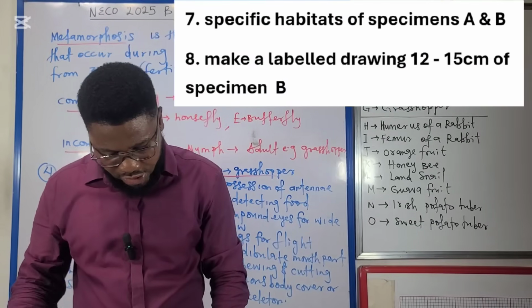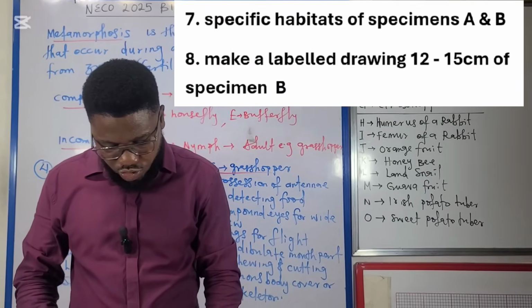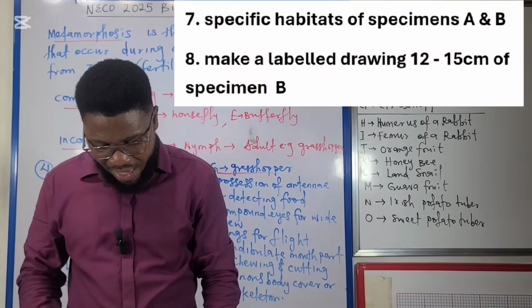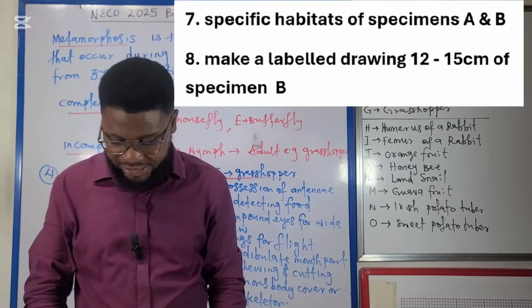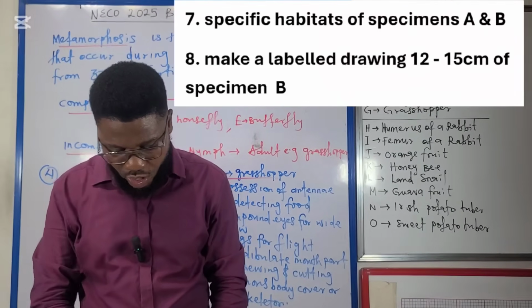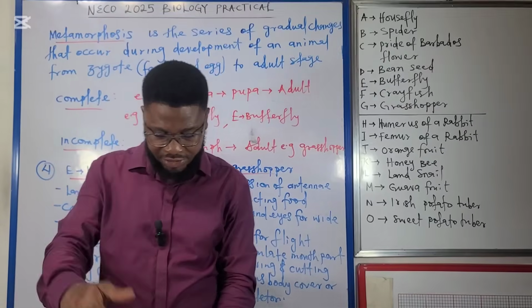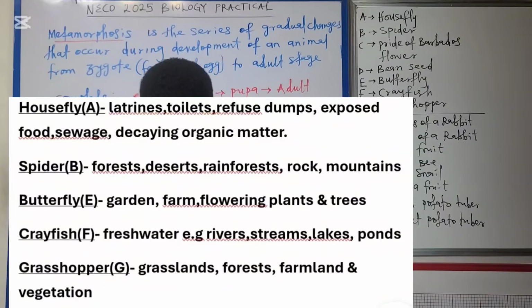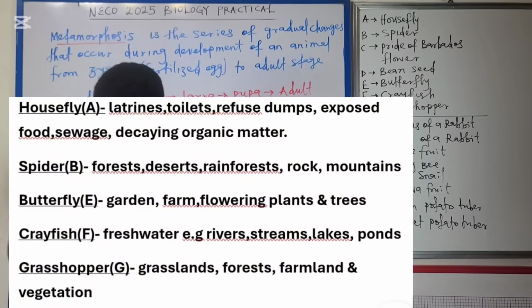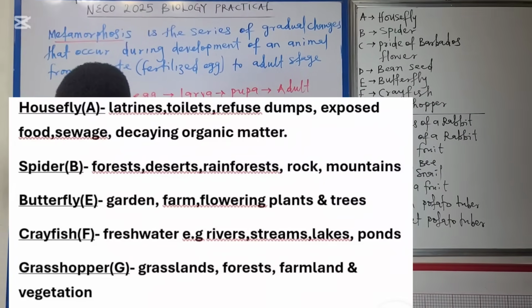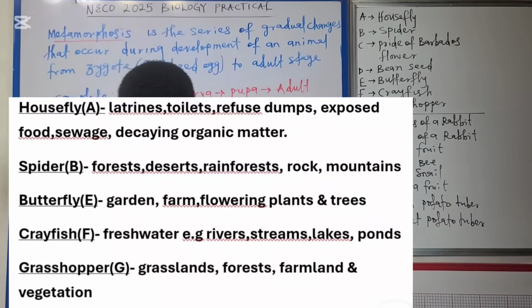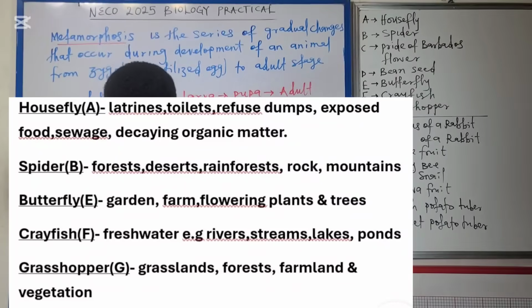Moving on to question 7, it says we should state the specific habitats of specimen A and B. Specific habitats of specimen A and B. When you talk about the housefly, as you can see on your screen, you can have them in latrines, toilets, refuse dump, exposed food, sewage, and decayed organic matter. For our spider, we have them in forests, deserts, rainforests, rocks, mountains.